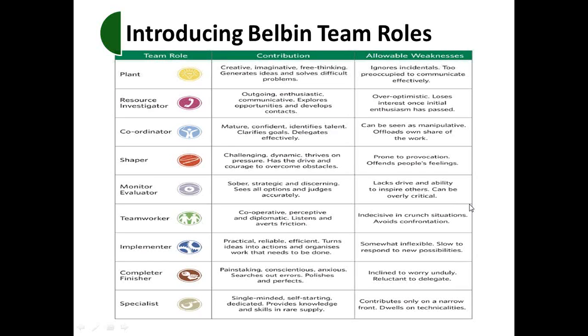The sixth team role is that of the team worker, and the sign there is of hands being held. This is the diplomat. This is the person who's cooperative, who will listen and will try to avert friction. Sometimes the downside of a team worker role is that they can be indecisive, be afraid to confront.